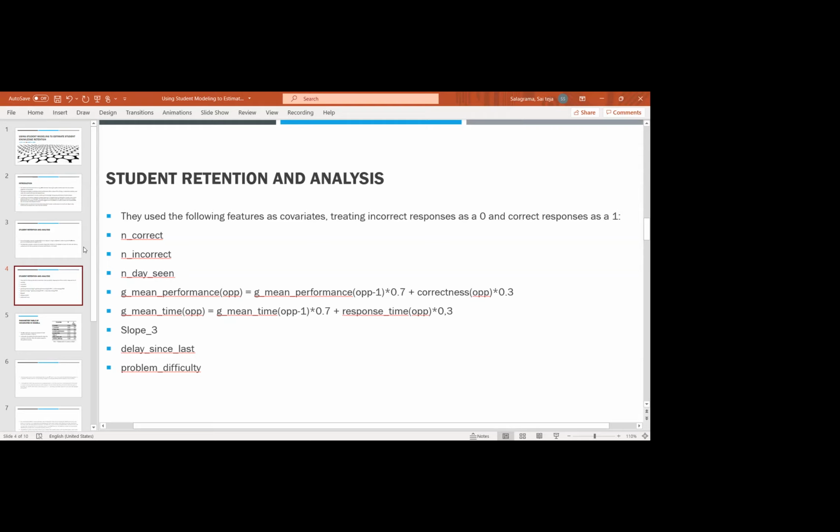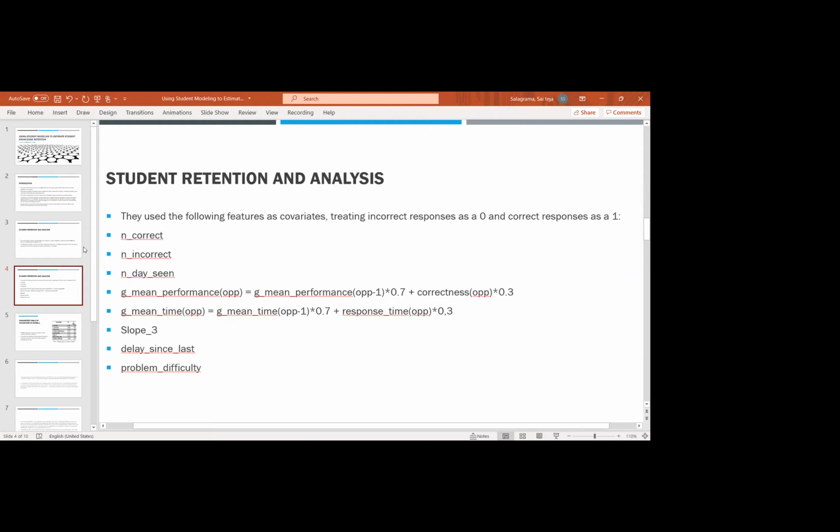And coming to slope, slope 3 is the slope of the student's most recent 3 performances. They calculate the 3 recent performances. The slope information helps to capture the influence of recent trends of student performance. And coming to delay since last, this is the number of days since the student last saw the skill.